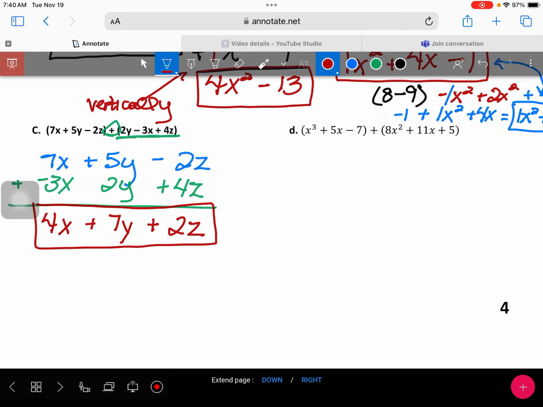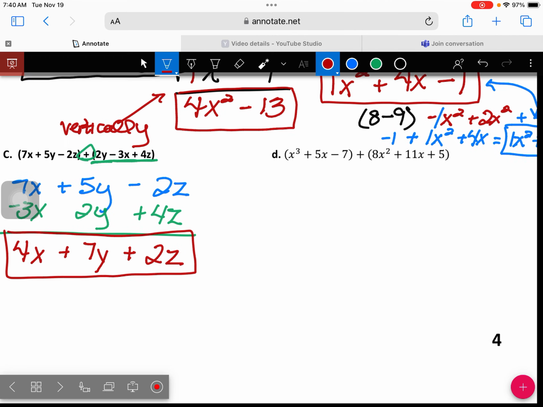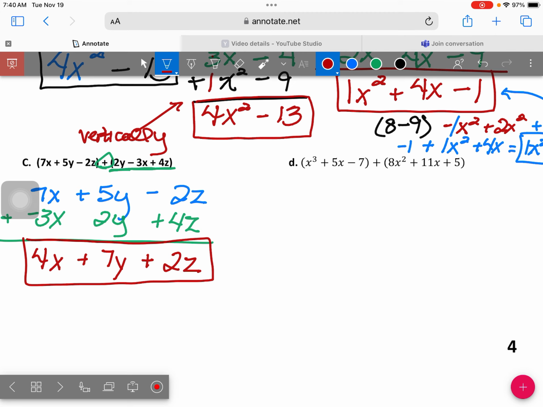Any questions on that? All right. Let's see if you can do this last one, letter D, on your own. X to the third plus 5x minus 7 plus 8x squared plus 11x plus 5. Try this last one, letter D.